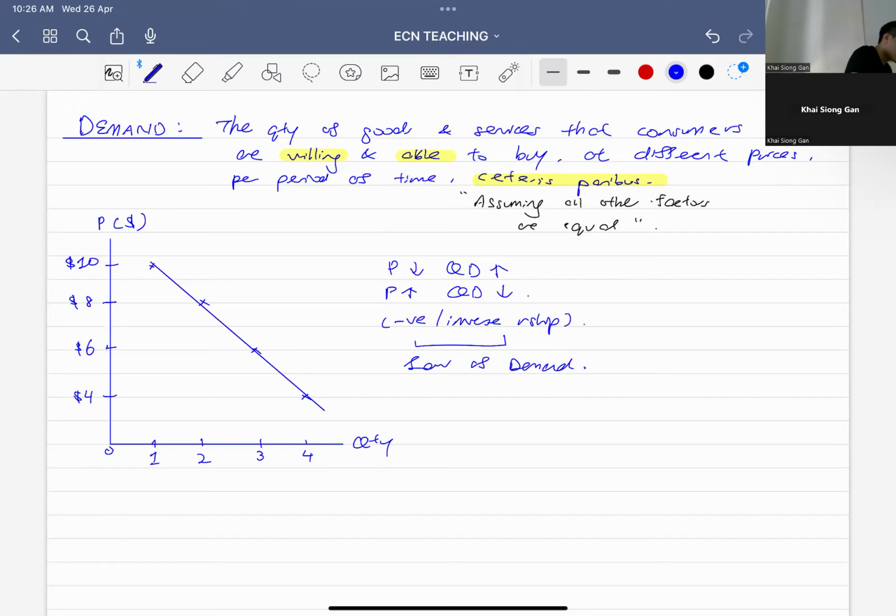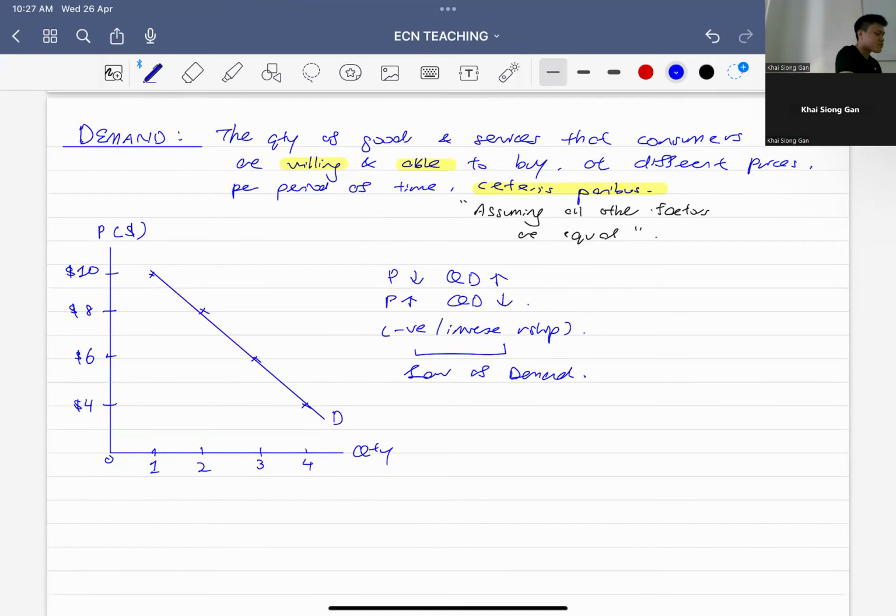Okay, a downward sloping curve. This is what we call the demand curve. So therefore now we form the relationship, the negative relationship. We call this the law of demand. So you can see here today the change in the quantity demanded over here is because of the change in price.